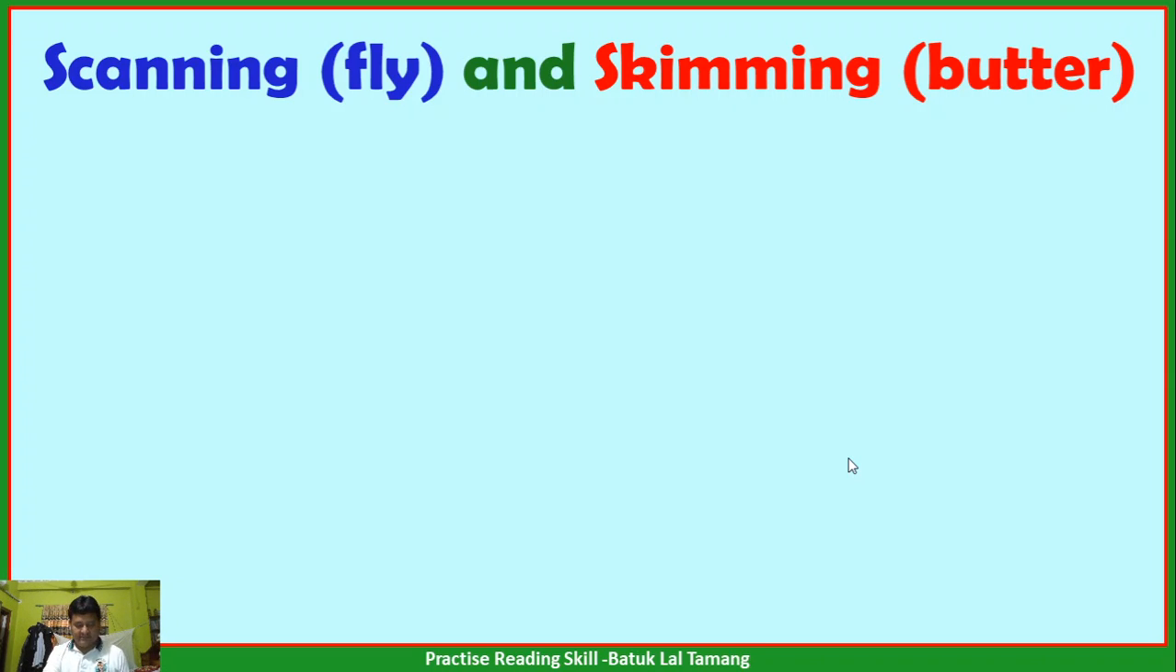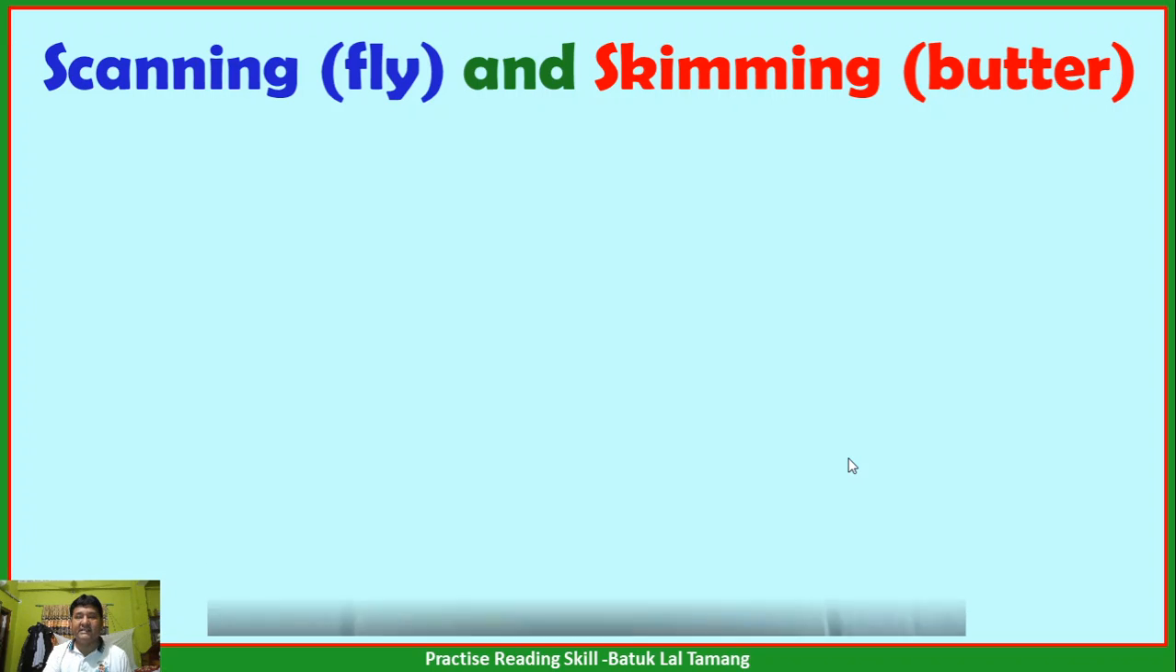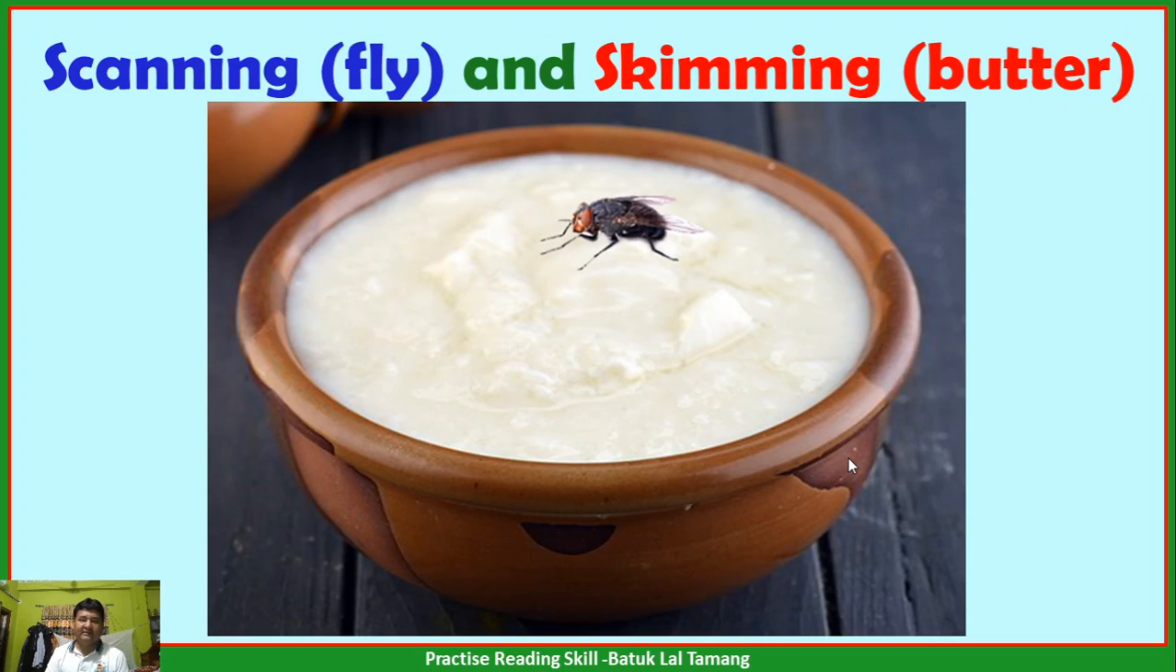Let us try to find the difference between scanning and skimming first. Okay, look at this picture. Suppose you are asked one question: find the housefly in this card. This is one question. Suppose this is the text and the question is find the housefly in the card. Here you can easily find specific information. It is easily visible, clearly visible. So this kind of question is a scanning type of question, right?